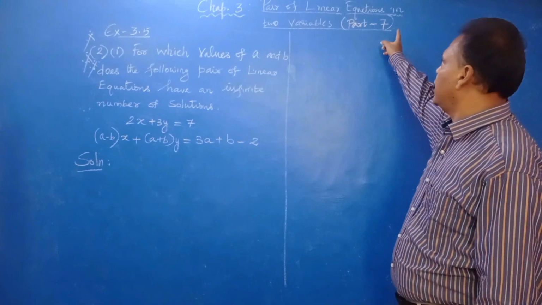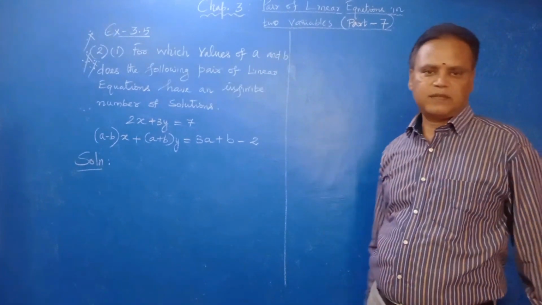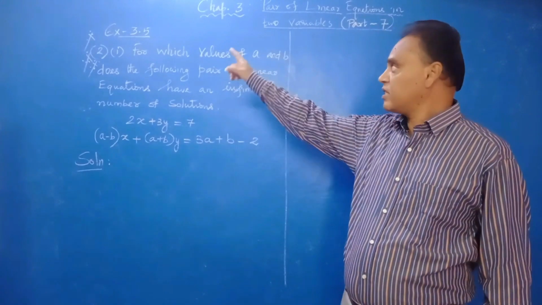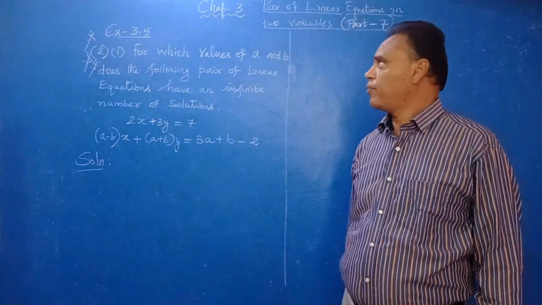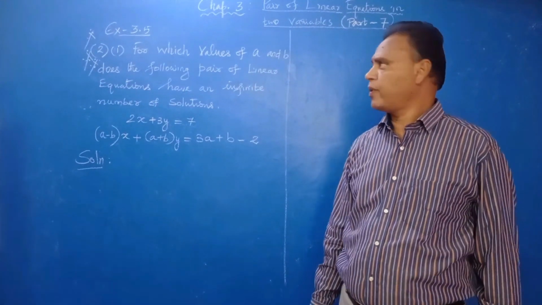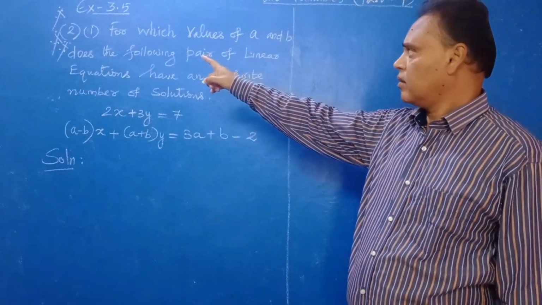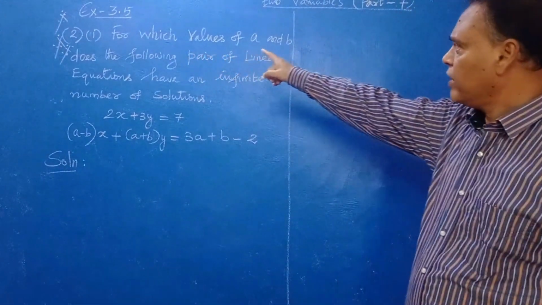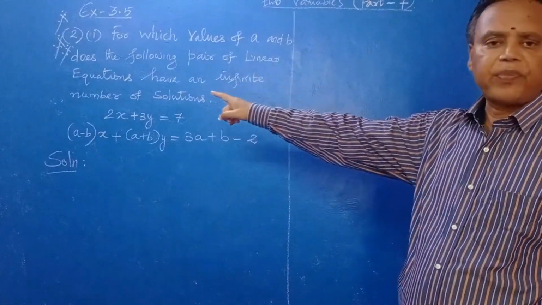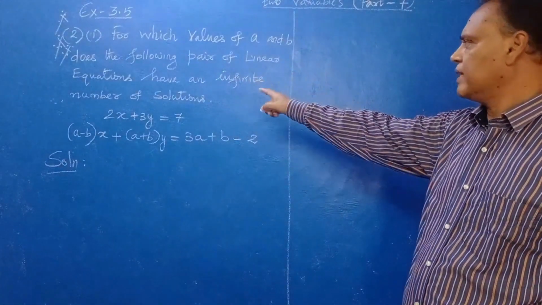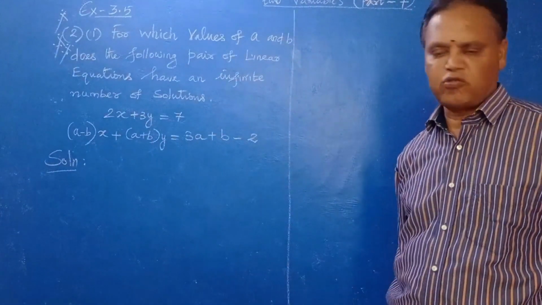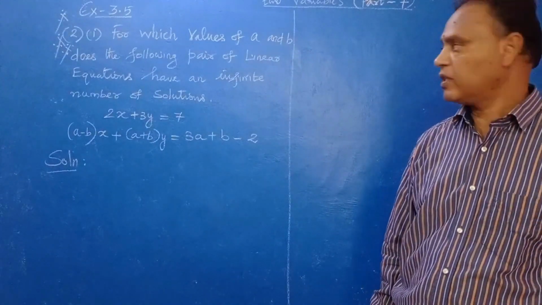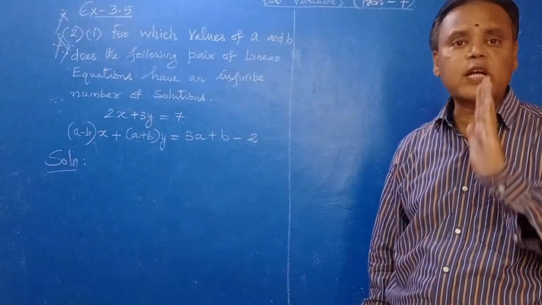Chapter 3, Pair of linear equations in two variables, part 7. Today we will see some exercise problems. Exercise 3.5. First problem: for which values of a and b does the following pair of linear equations have an infinite number of solutions?